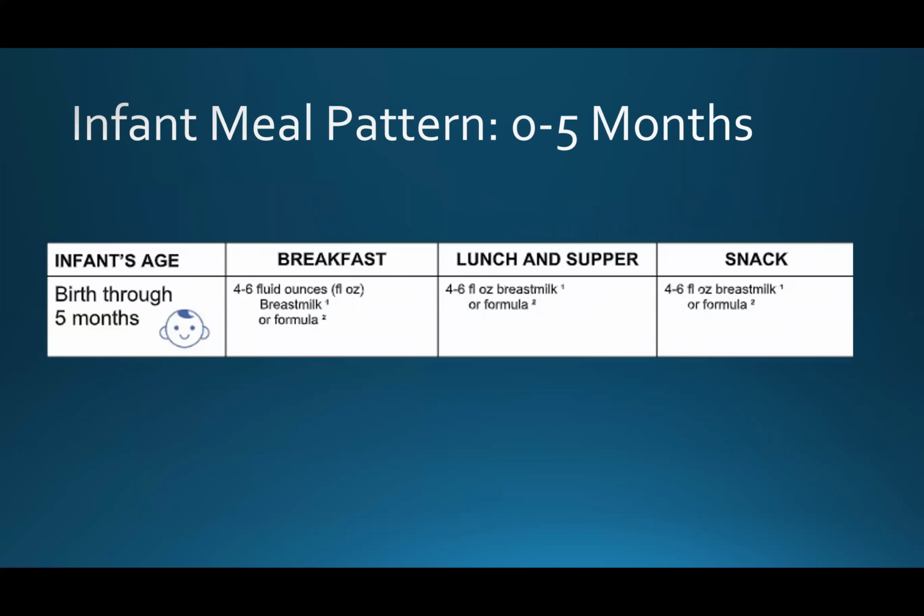Let's go over the meal patterns for each age group. The first group is infants birth through 5 months. Note that 4 to 6 ounces of breast milk or formula is listed for each meal and snack. This is all that most young infants can consume given their small stomach capacity and immature digestive tracts.